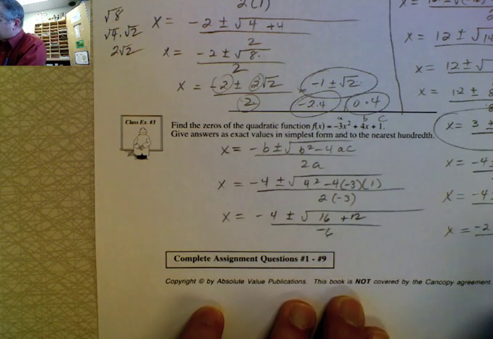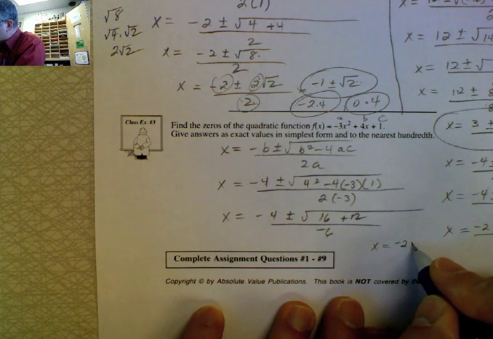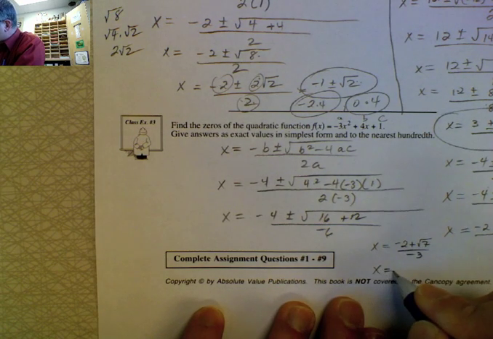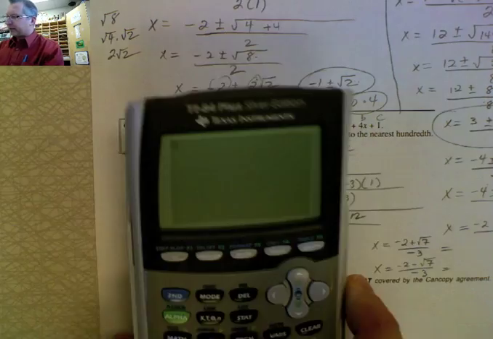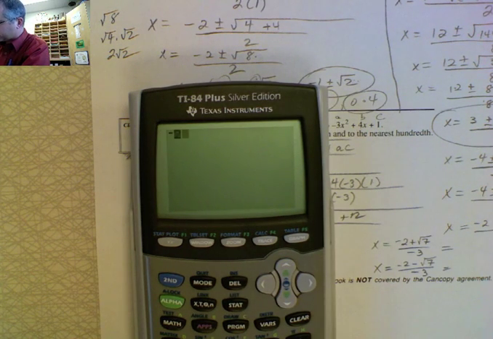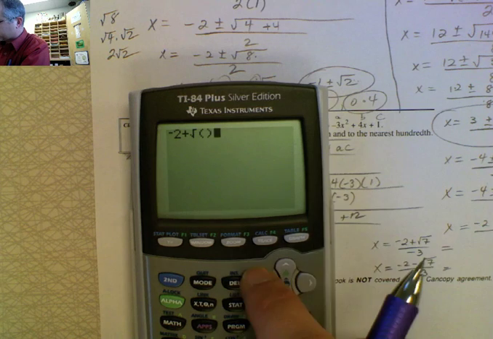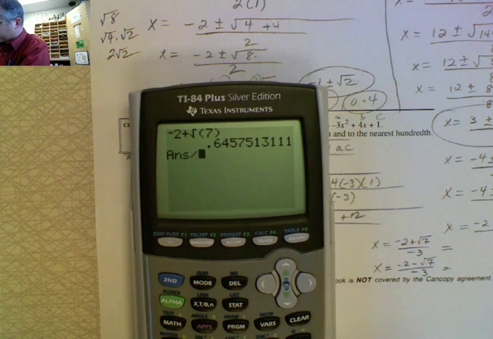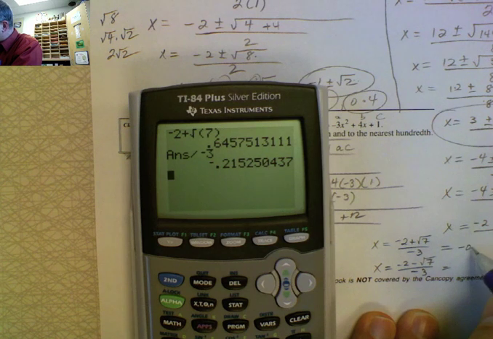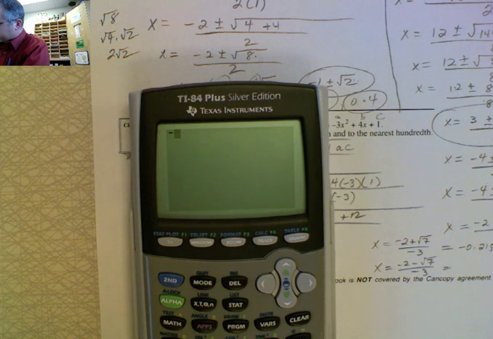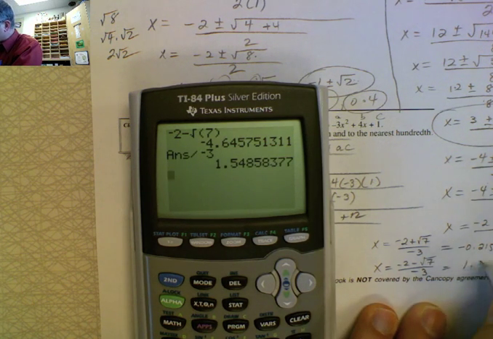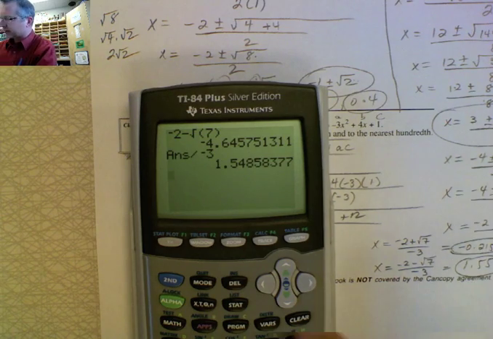How do we convert each of these answers to a decimal? How do I convert negative 2 plus root 7 over negative 3 and negative 2 minus root 7 over negative 3 to a decimal? Well, on your calculator, what you do is you do the numerator first. You go negative 2 plus the square root of 7, and hit enter. Then you divide it by negative 3, and we get negative 0.215. You then go negative 2 minus the square root of 7, hit enter, divide it by negative 3, and you get 1.55. So there are those two things as decimals.